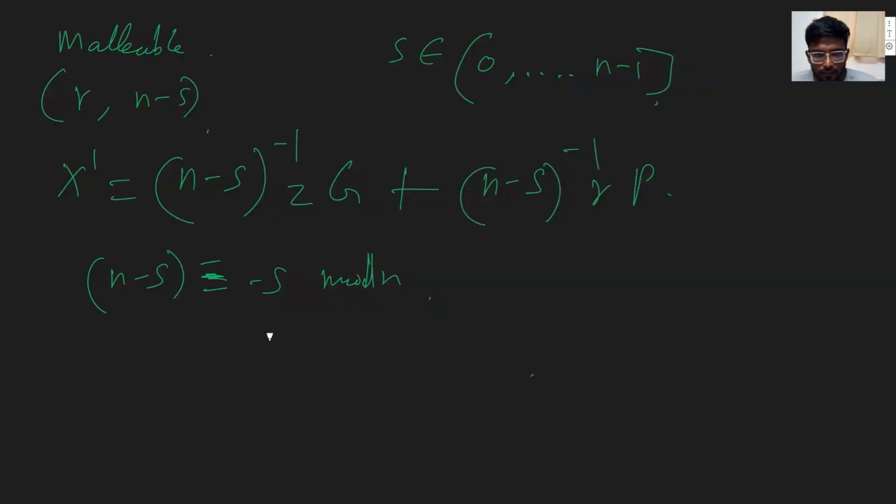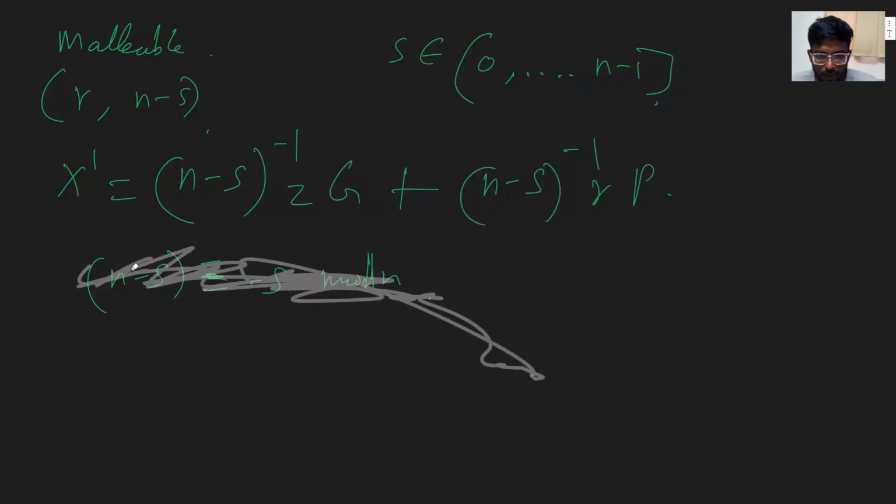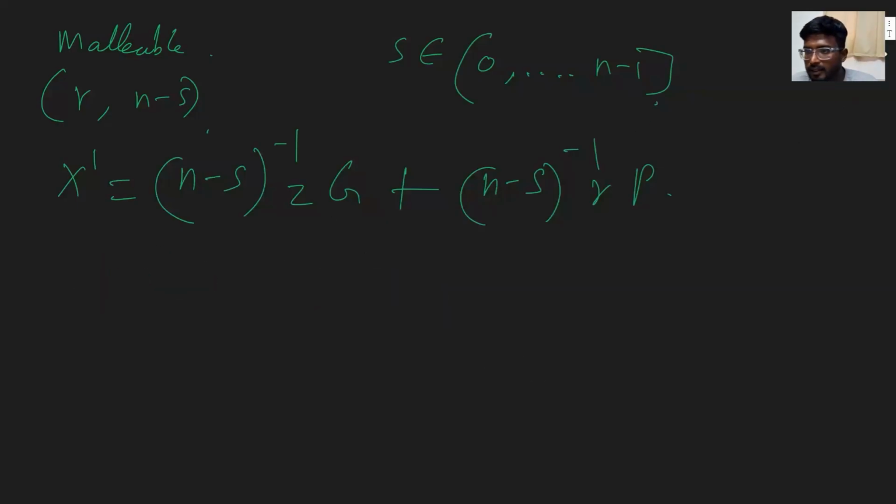So if we do that, in place of n minus s I'm just replacing minus s. So if we do that, what do we get? Let's just remove this. In place of my n minus s, I'm going to simply write s.